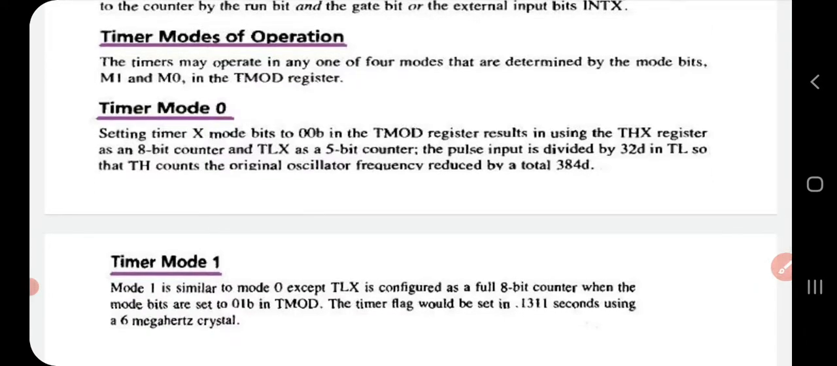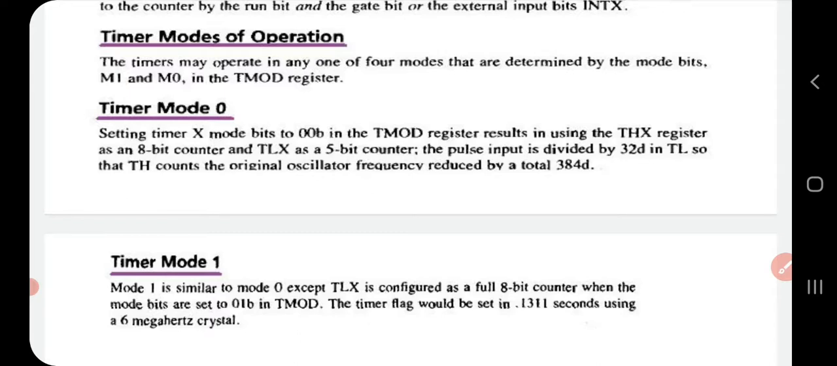What is its specification? That you have to write as such, that is, setting timer X mode bit in the T mode register will result in the THX register as an 8-bit counter and TLX register as a 5-bit counter. That is, the pulse input will be divided by 32D in TL, that is in timer low, so that timer high, that is TH, will count the original oscillator frequency reduced by a total of 384D. So that is the configuration or the arrangement of timer mode 0. So that you will have to write as such.